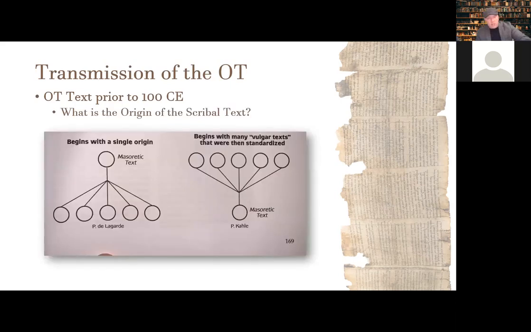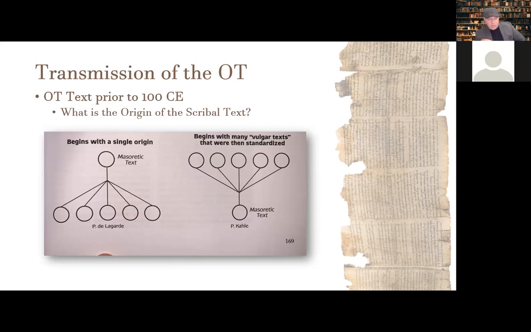So what was the origin of the scribal text? There's two main views here. The scholars are down below there, but when we look at the Masoretic text, the later Hebrew text that we have, did it come from a bunch of different sources? That's on the left-hand side, and that's on the right-hand side. We'll start on the left.